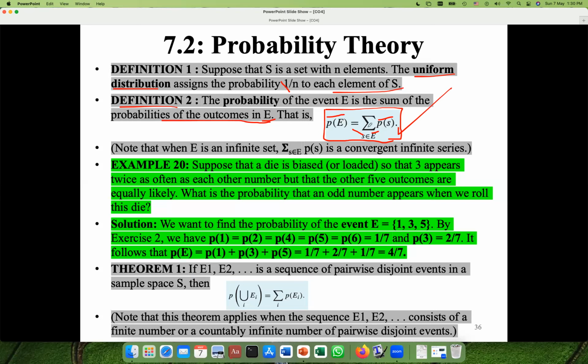And it is being said here that if your event E is infinite, containing infinitely many outcomes, then you will do what? You will do the same sum again. But if it is infinite, then you will make some formula and then apply that formula. It is written here: convergent infinite series. Then this summation, sigma s belongs to E of the probability of s, will be convergent.